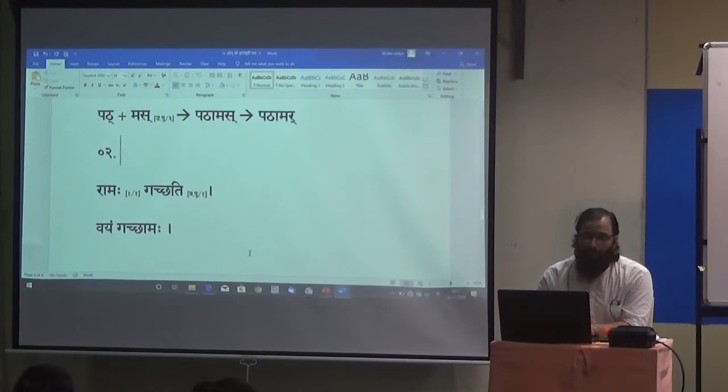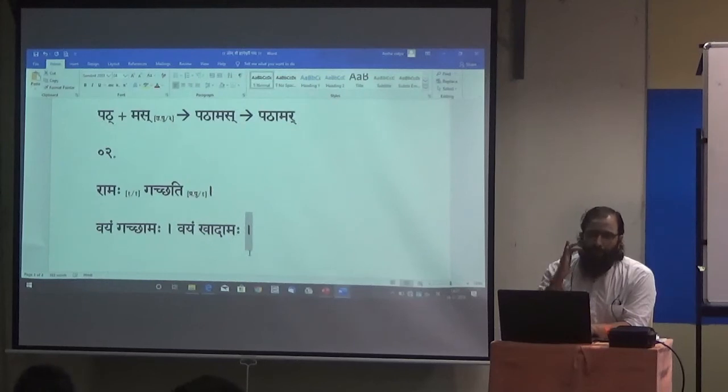So vayam gacchamaha, you get it, yes or no? Gachamar becomes gachamaha, because the pause is there, the danda is there, because another sentence starts. Vayam gachamaha, kadamaha. The pause is indicated by the avasana, the end of the sentence. Between the two sentences there is always a pause. Between the two words there is a pause.